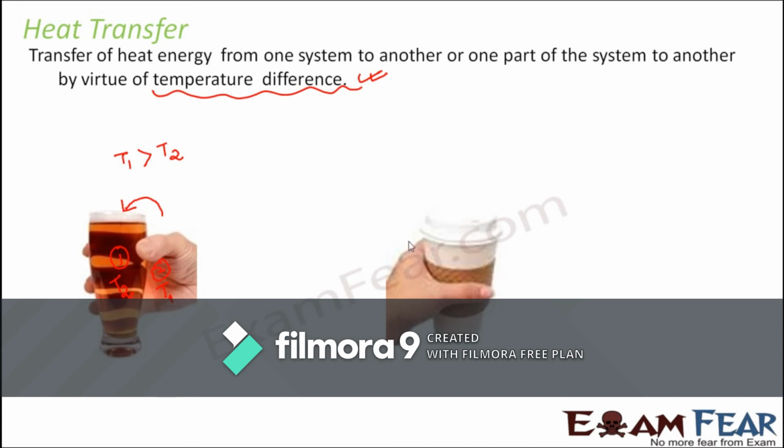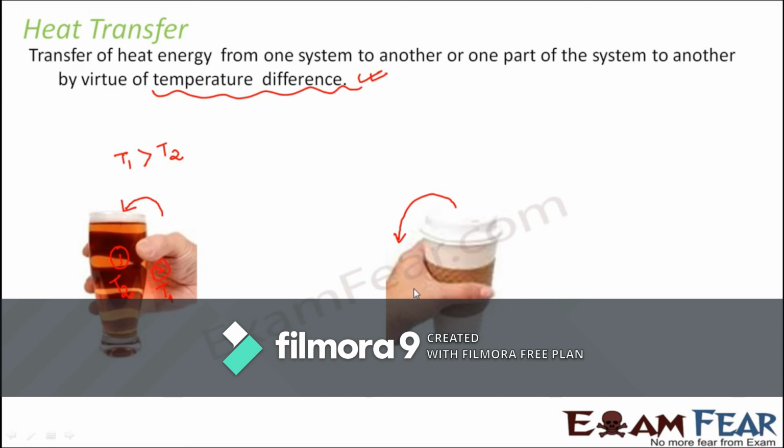Similarly, when you touch a hot glass of coffee, what happens? In this case, the hand becomes hot, because the heat transfer takes place from the cup to your hand, because here the cup is at a higher temperature than your hand. So this is how heat transfer takes place. Heat transfer will take place only if there is a temperature difference.